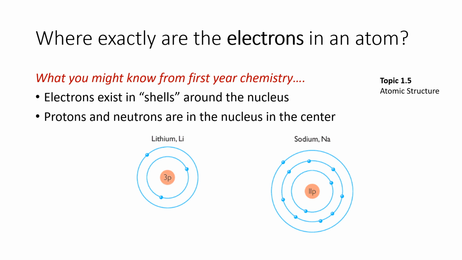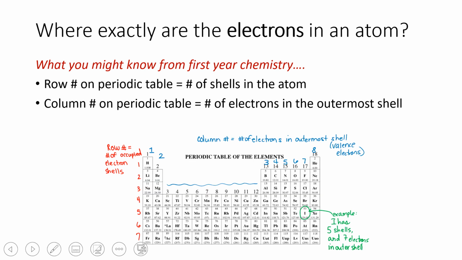And so we're going to start by refreshing some knowledge that we might have from first year chemistry. So some ideas about electrons we have maybe at this point would be that electrons exist in these things called shells that surround the nucleus. And you may have heard of the idea of electron clouds as well, but we probably didn't get into much detail about what that is. And then protons and neutrons are in the nucleus at the center of the atom.